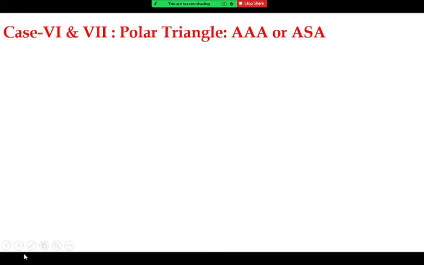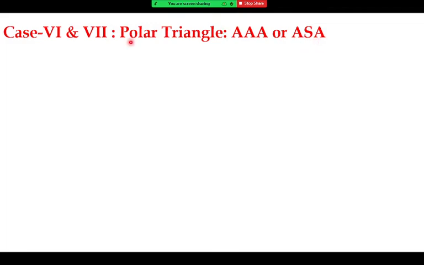We'll start here, case 6 and case 7 together. Actually, this is just case 6. I will correct it. It is case 6, because whenever we come across this situation that all three angles are given, you will observe here triple A or ASA. So triple A and ASA is given.